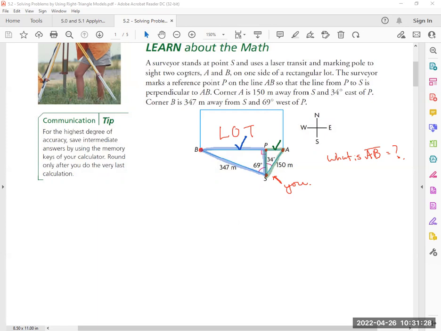So in blue, let's begin. This is my triangle. I'm going to hyper focus on this triangle only. My angle here is 69. My hypotenuse is 347 meters. I'm coming back to you, Cameron. What side are we looking for?